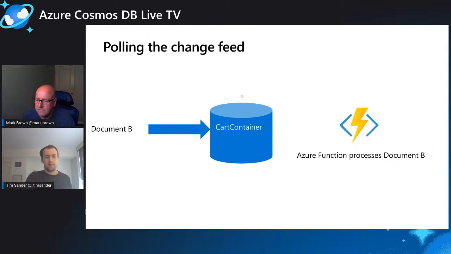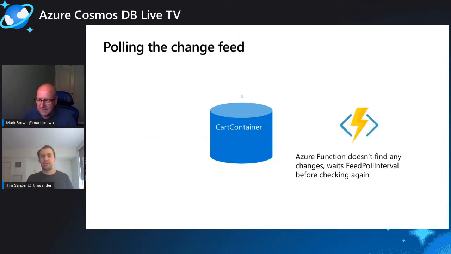And after processing document B, can you guess what we do next? Process it, and then after that, we check again. Check again, yeah. So every time we process a document, we check again immediately. However, if we don't find anything, we'll wait the specified interval that you specify in your function or in the change feed processor library before checking again.